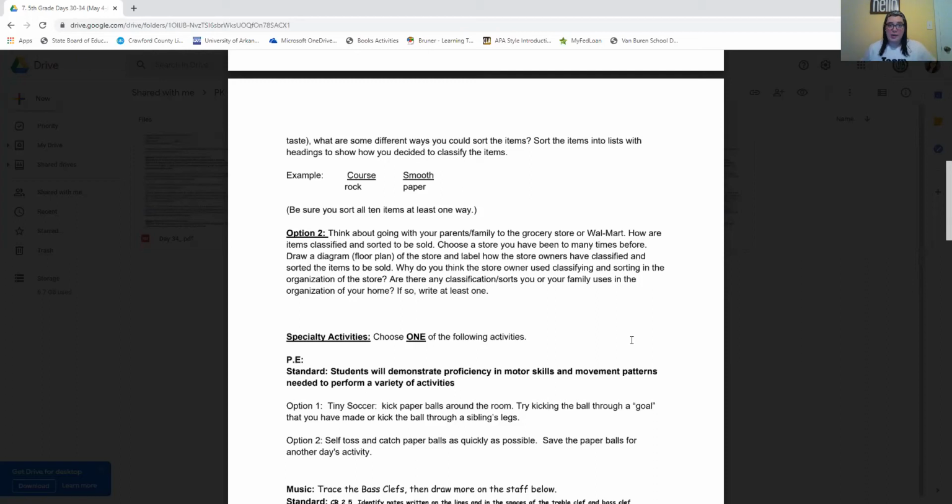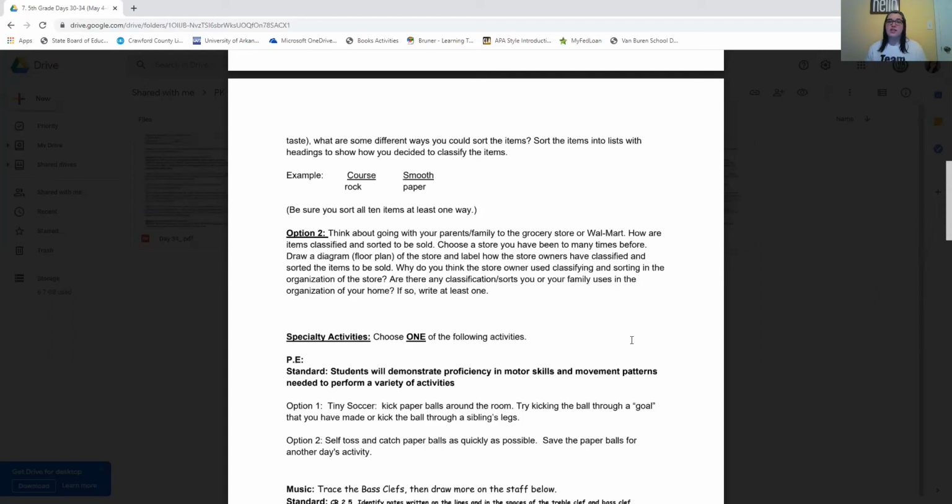Or maybe you have a laundry basket that you want to set up on one side of the room, and that can serve as your goal. So you're going to get a piece of paper, wad it up, kick it around the room, and see if you can make a goal playing tiny soccer. Or for option 2, it says self-toss and catch paper balls as quickly as possible. Save the paper balls for another day's activity. So if you make a paper ball today for PE and play, save it for another day's activities because I'm sure you're going to use it again.